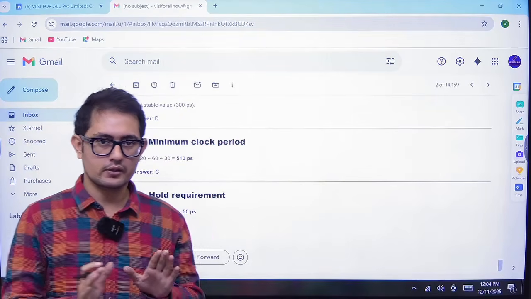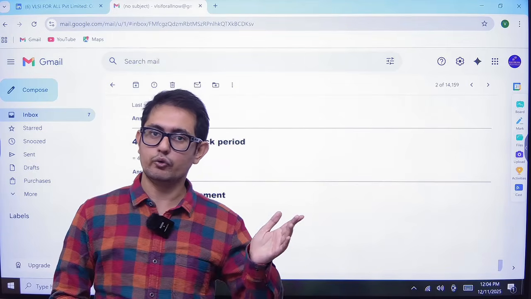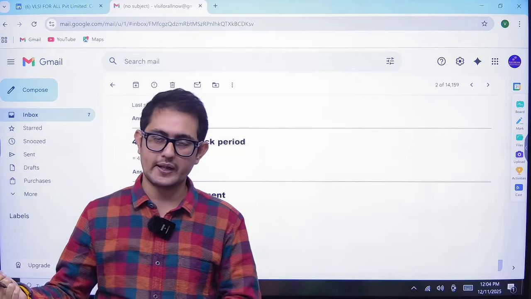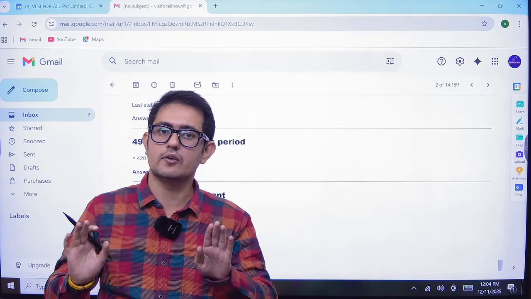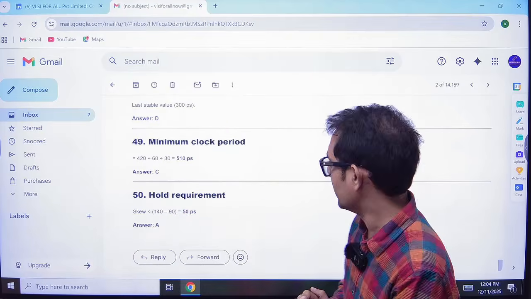You can get a direct numerical, and the equation will also be helpful in the interview. When they ask the question of what is setup time, hold time, it is not only the definition, you have to tell the equation also, right? It will be very important, right?